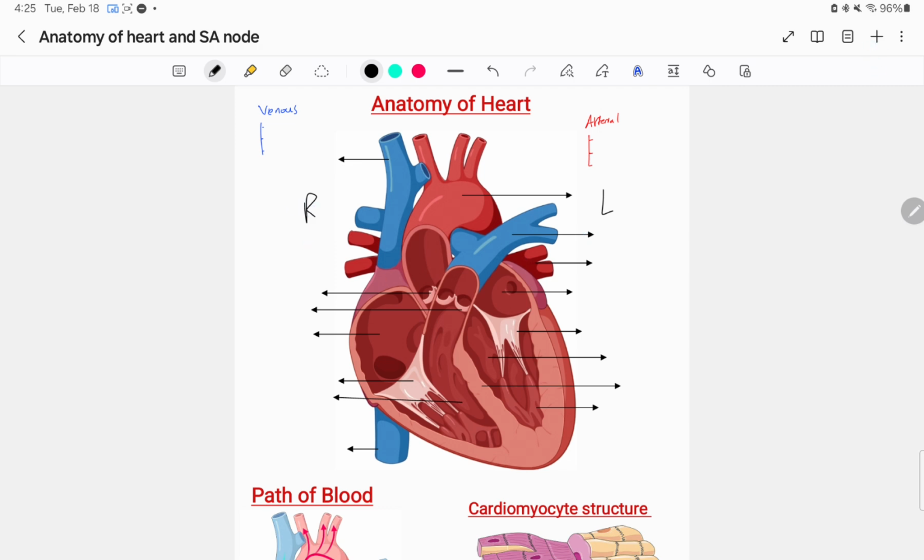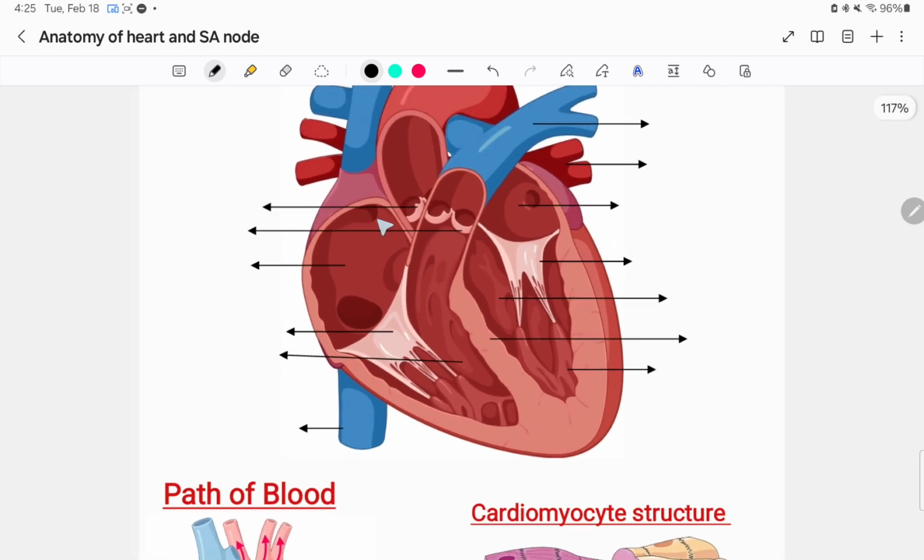All right. Now let's go ahead and start naming some of these structures in order. So this giant chamber here, this giant cavity, that's going to have a special name. That's called the right atrium. It's on the right side, so it's the right atrium. Okay? So that's the right atrium.